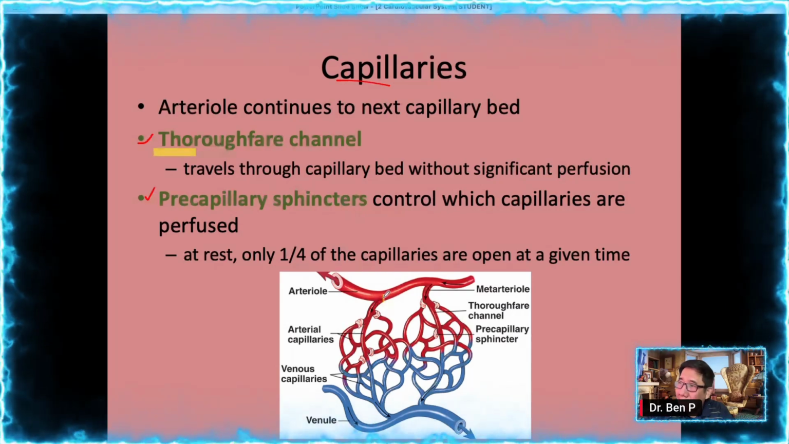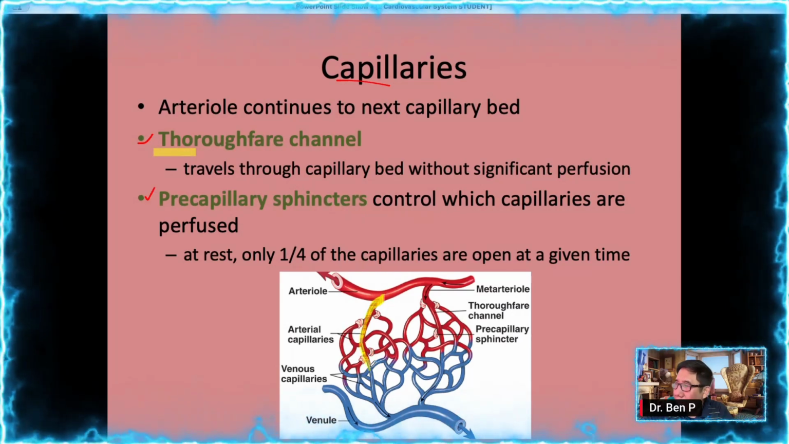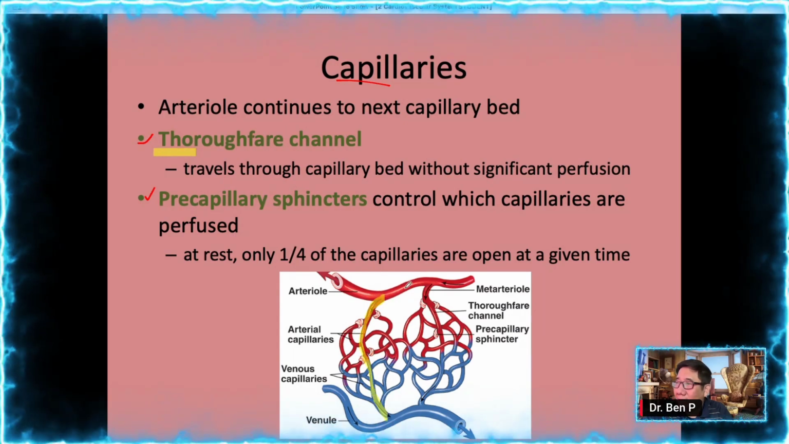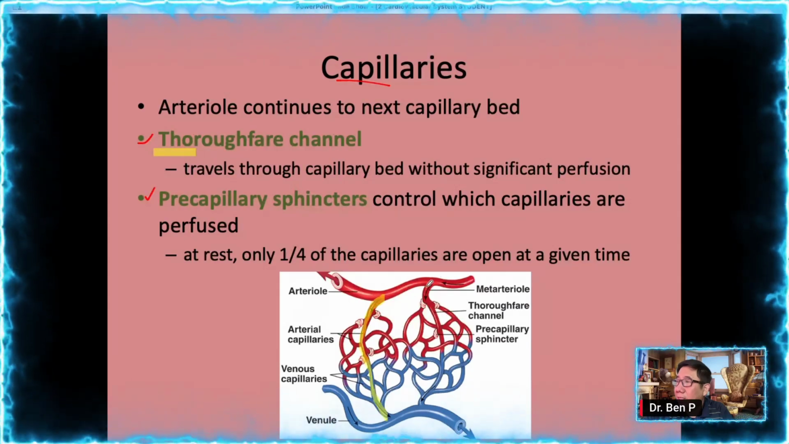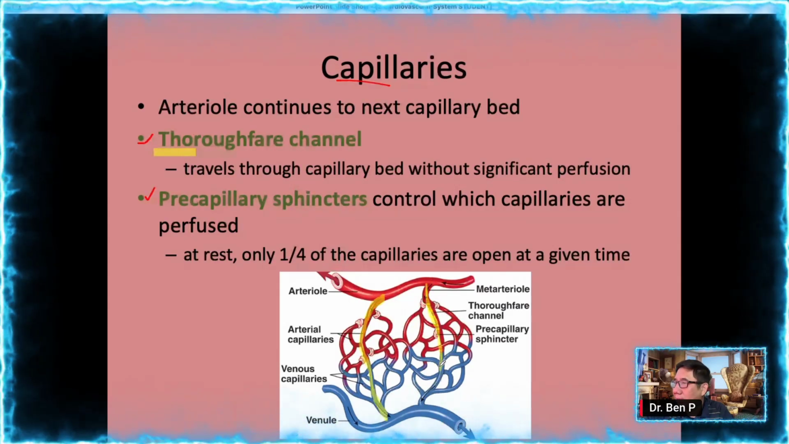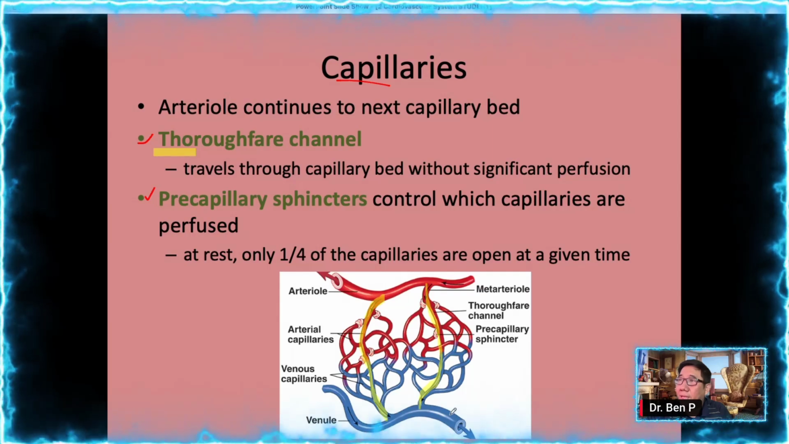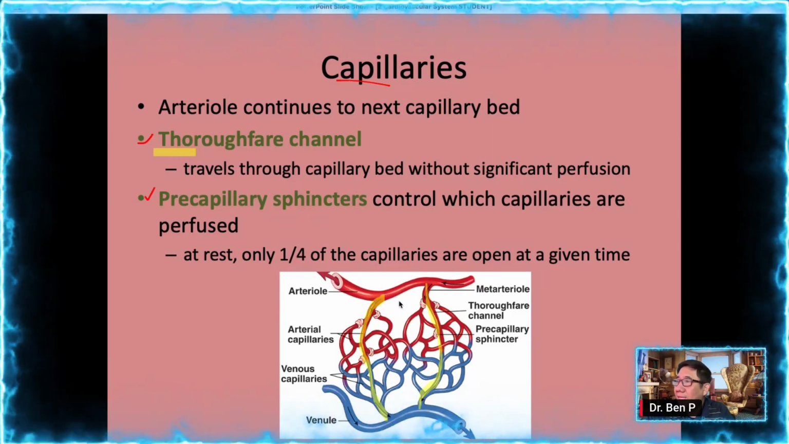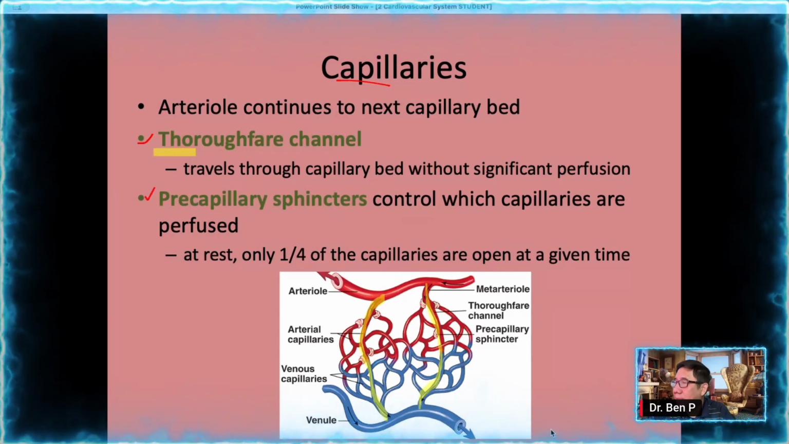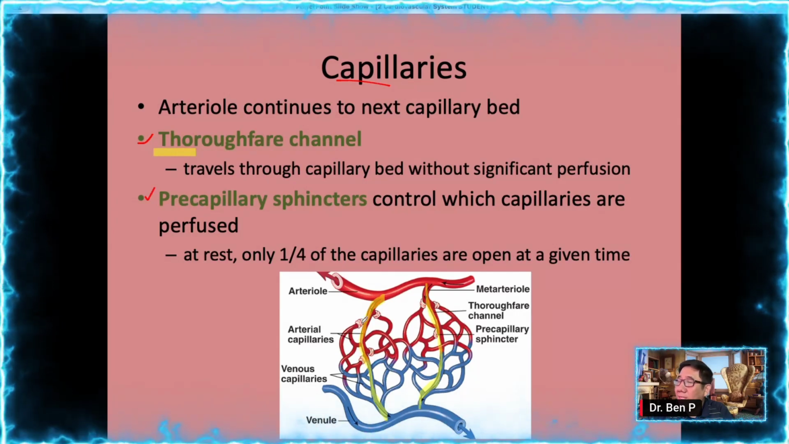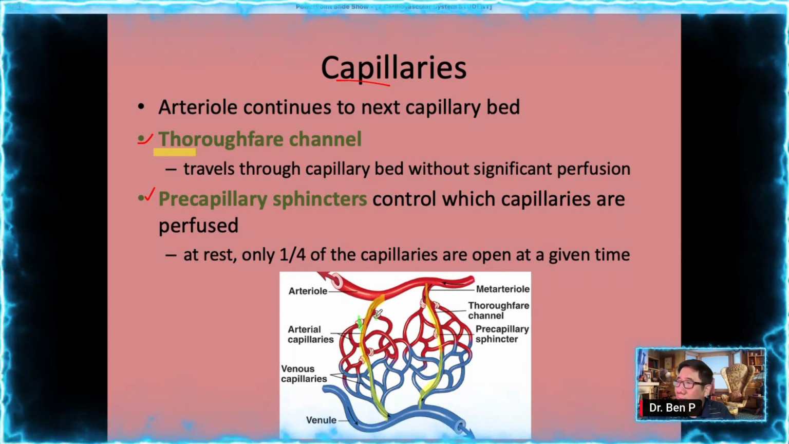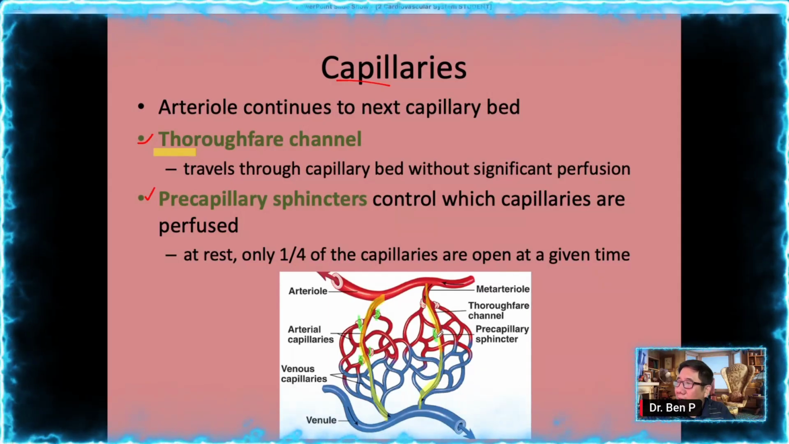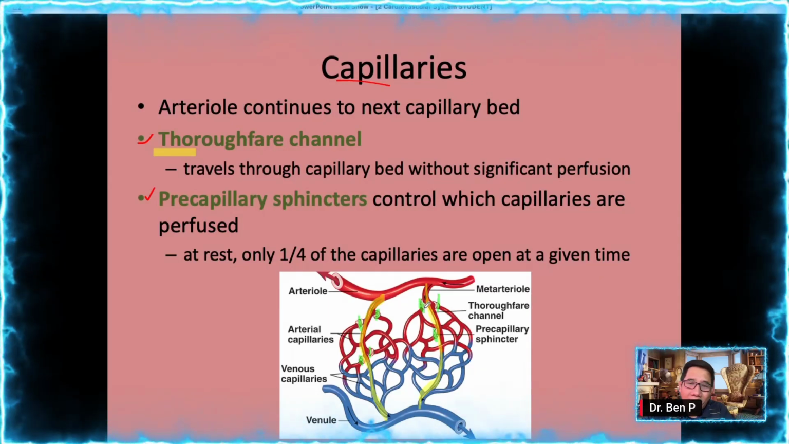It's the direct freeway that goes straight through from the arterioles to the venules. Again, straight through, no turns. That's the thoroughfare channel. And then you have these, I'll use green, these precapillary sphincters right here. Just think of them like irrigation gates.